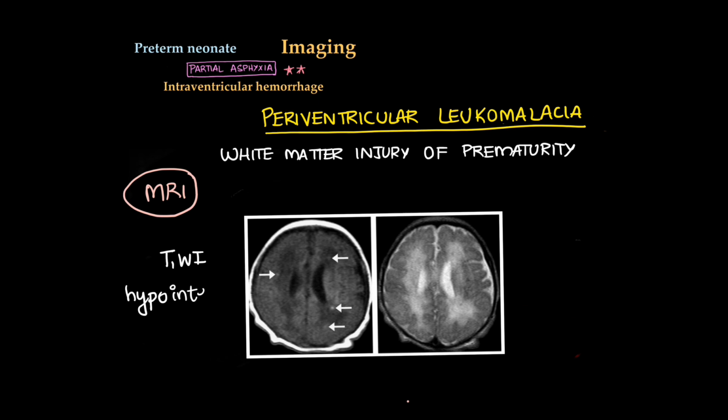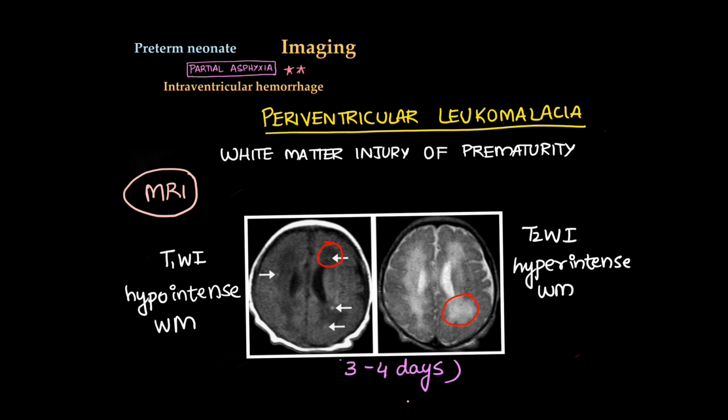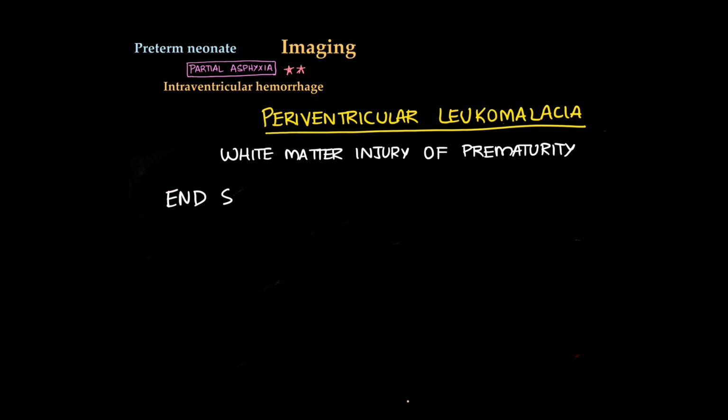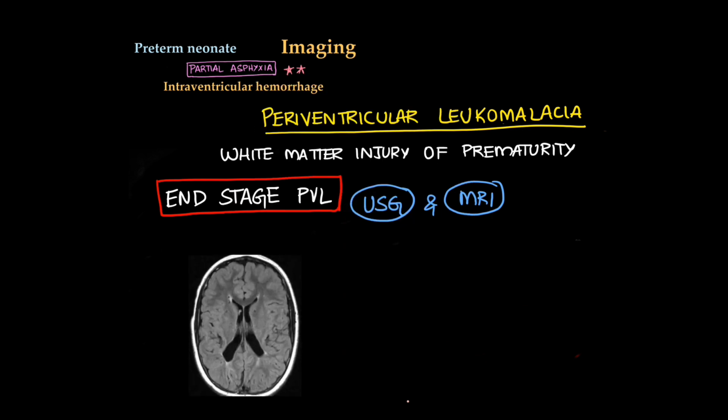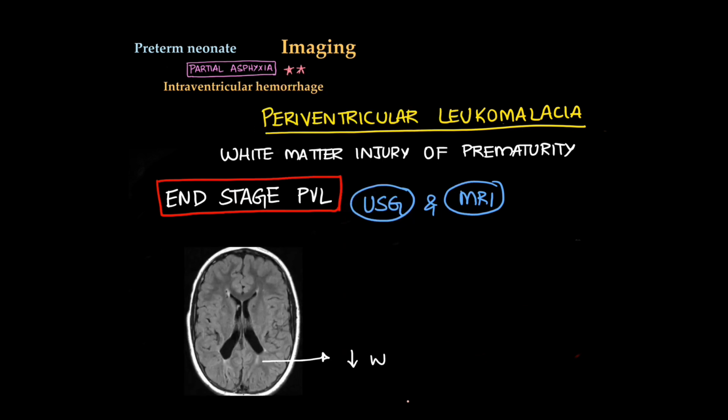So on MRI we can see T1 hypointensity in periventricular white matter. On T2 weighted it appears hyperintense. What does end stage periventricular leukomalacia mean? On ultrasound and MRI there are the same findings. I'll show on MRI what are the findings.